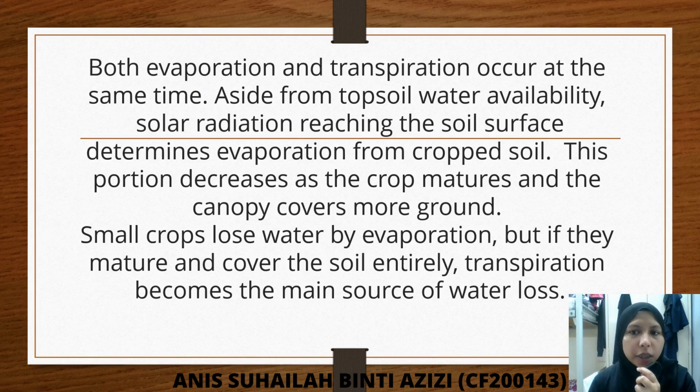Evaporation and transpiration occur at the same time, except for topsoil water availability. Solar radiation reaching the soil surface determines evaporation from the crop soil. This portion decreases as the crop matures and the canopy covers more ground. Small crops lose water by evaporation, but when they mature and cover the soil entirely, transpiration becomes the main source of water loss.